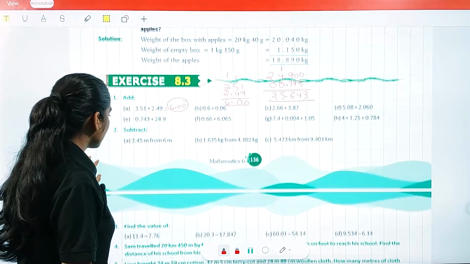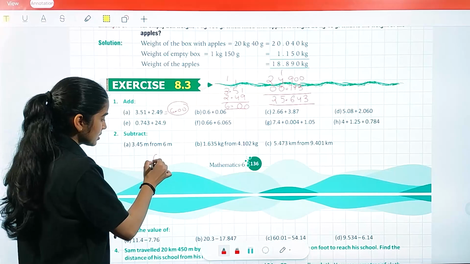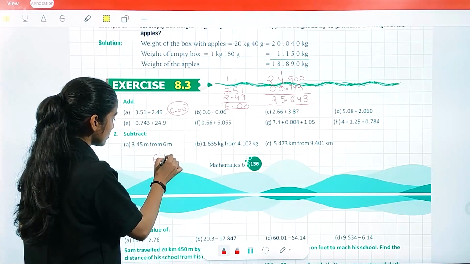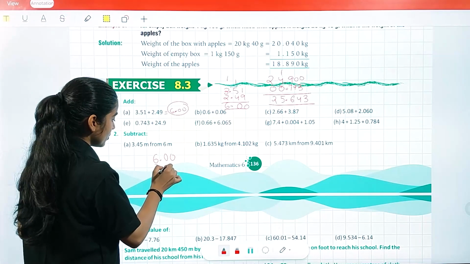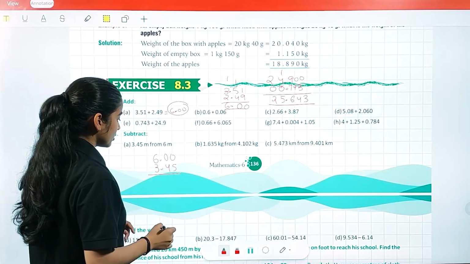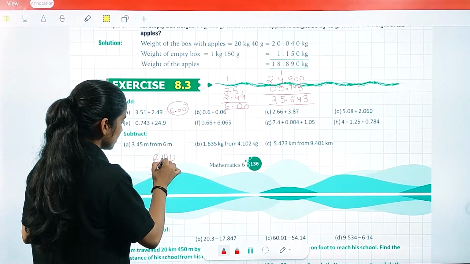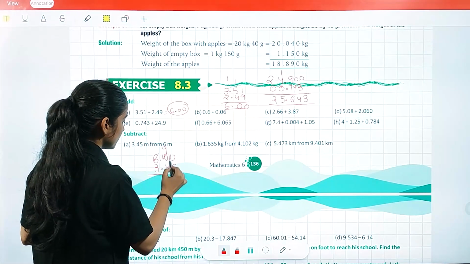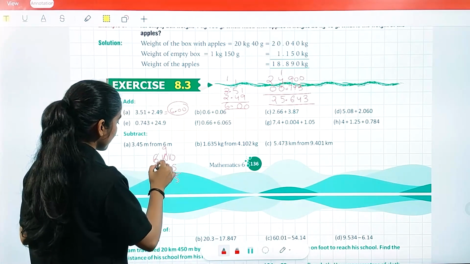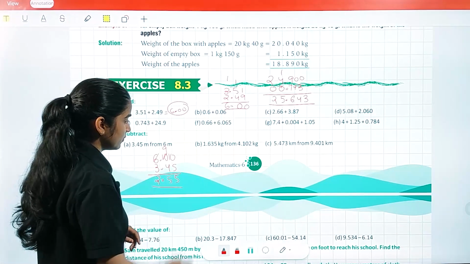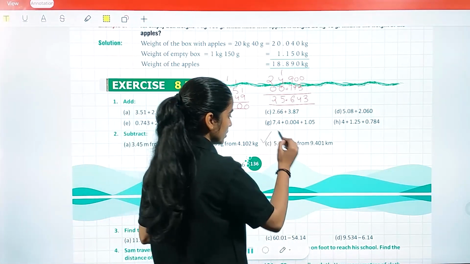question. Now we have to subtract. So 3.45 subtracted from 6. So 6.00, 3.45. We have to take a carry to subtract it. 10, 9, 1. 10 minus 5, 5. 9 minus 4, 5. And 5 minus 3 is 2. 2.55 is your answer. For this, let's take this one.